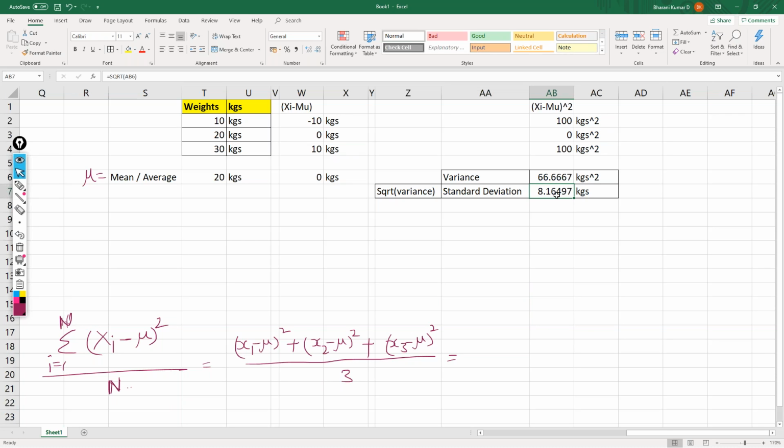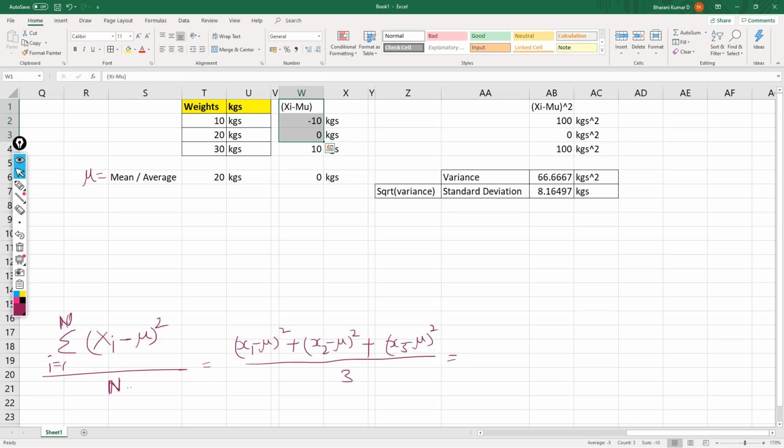So now if someone asks you what is the variation among the weights, you say that it's 8 kgs. That's the relationship between variance and standard deviation.